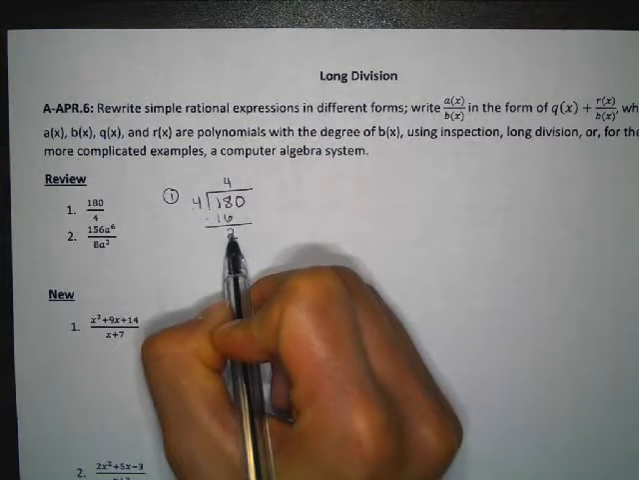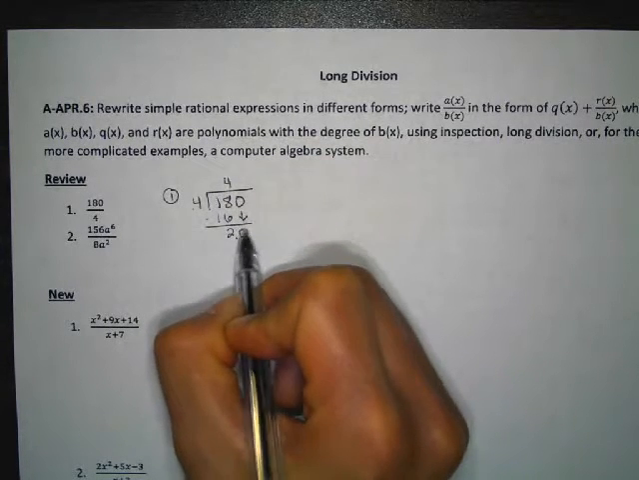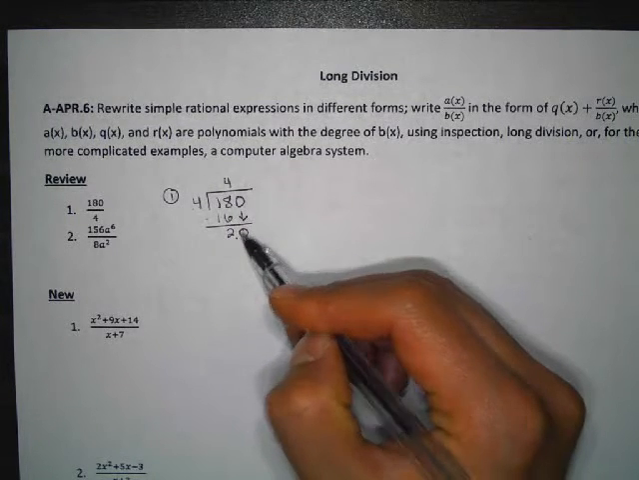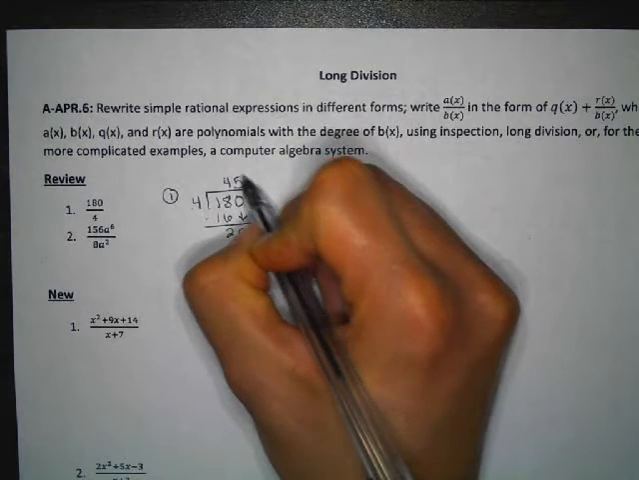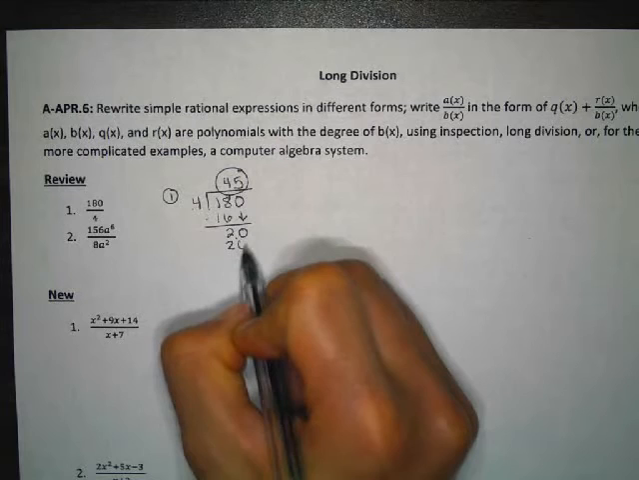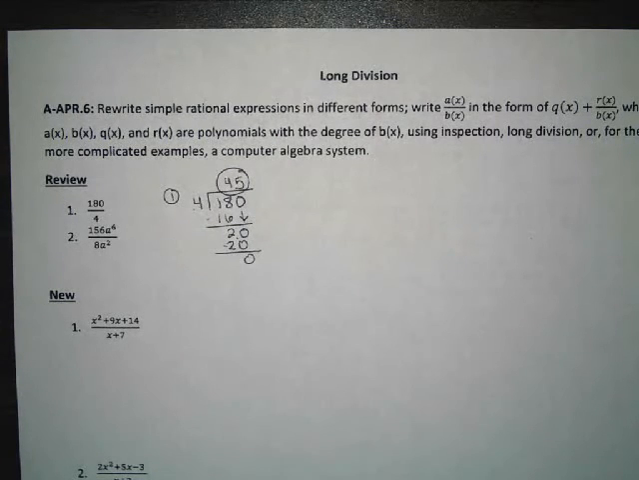Subtract those. This gives you a 2. Then we bring down the 0 for 20. Then we think, how many times does 4 go into 20? 5 times. So our answer is 45, because there is no remainder there.